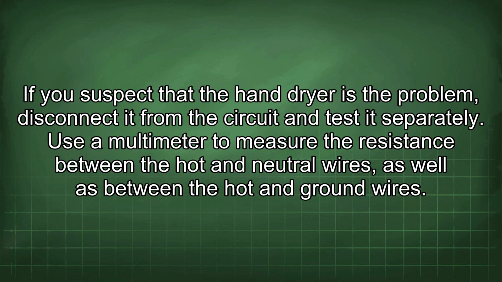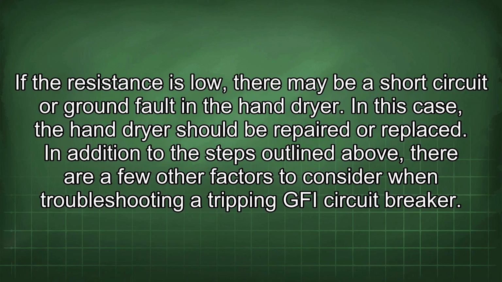If you suspect that the hand dryer is the problem, disconnect it from the circuit and test it separately. Use a multimeter to measure the resistance between the hot and neutral wires, as well as between the hot and ground wires. If the resistance is low, there may be a short circuit or ground fault in the hand dryer. In this case, the hand dryer should be repaired or replaced.